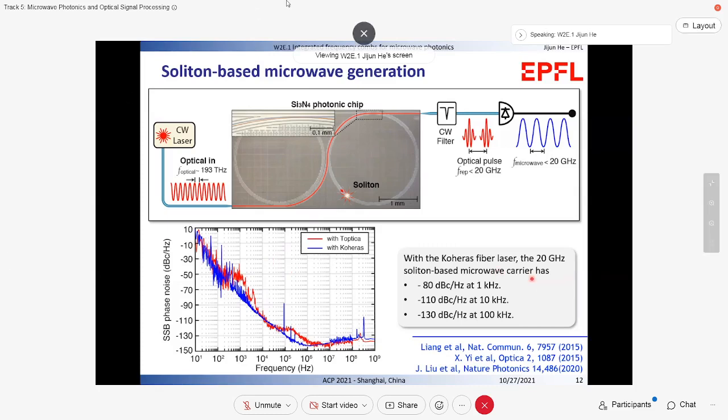with the parameter list here. So in order to have a better understanding of where the soliton phase noise comes from and how to further reduce it, in the following slides we are going to analyze the soliton phase noise performance in detail.